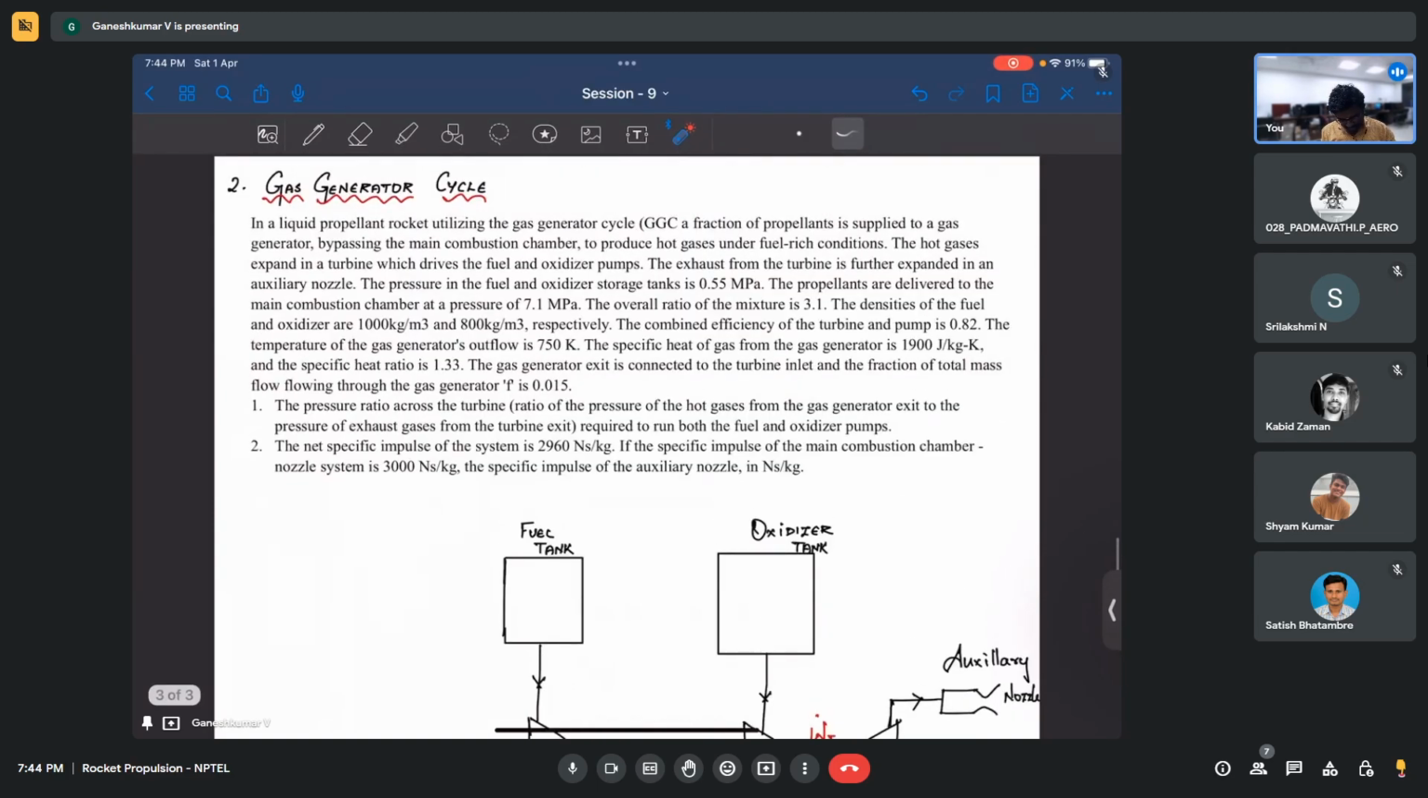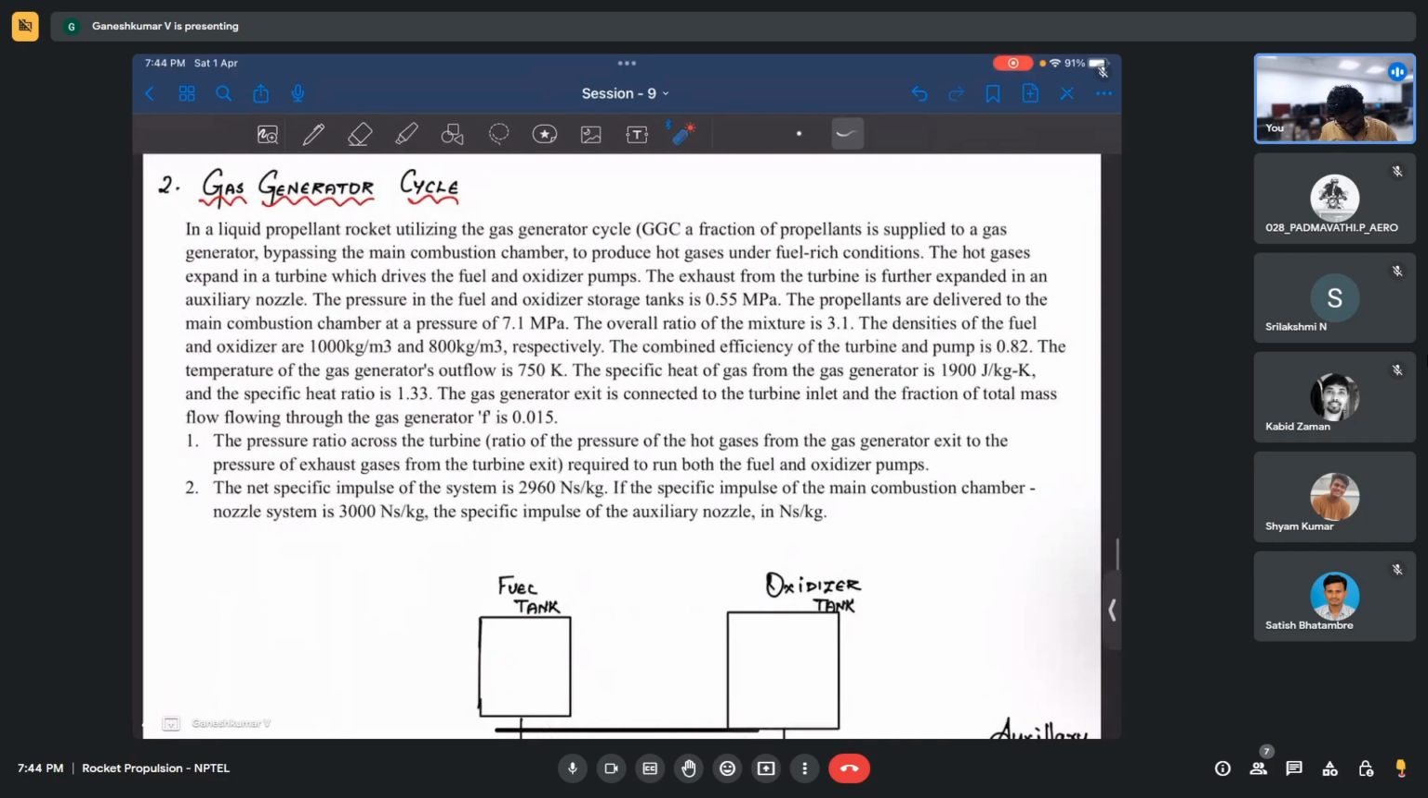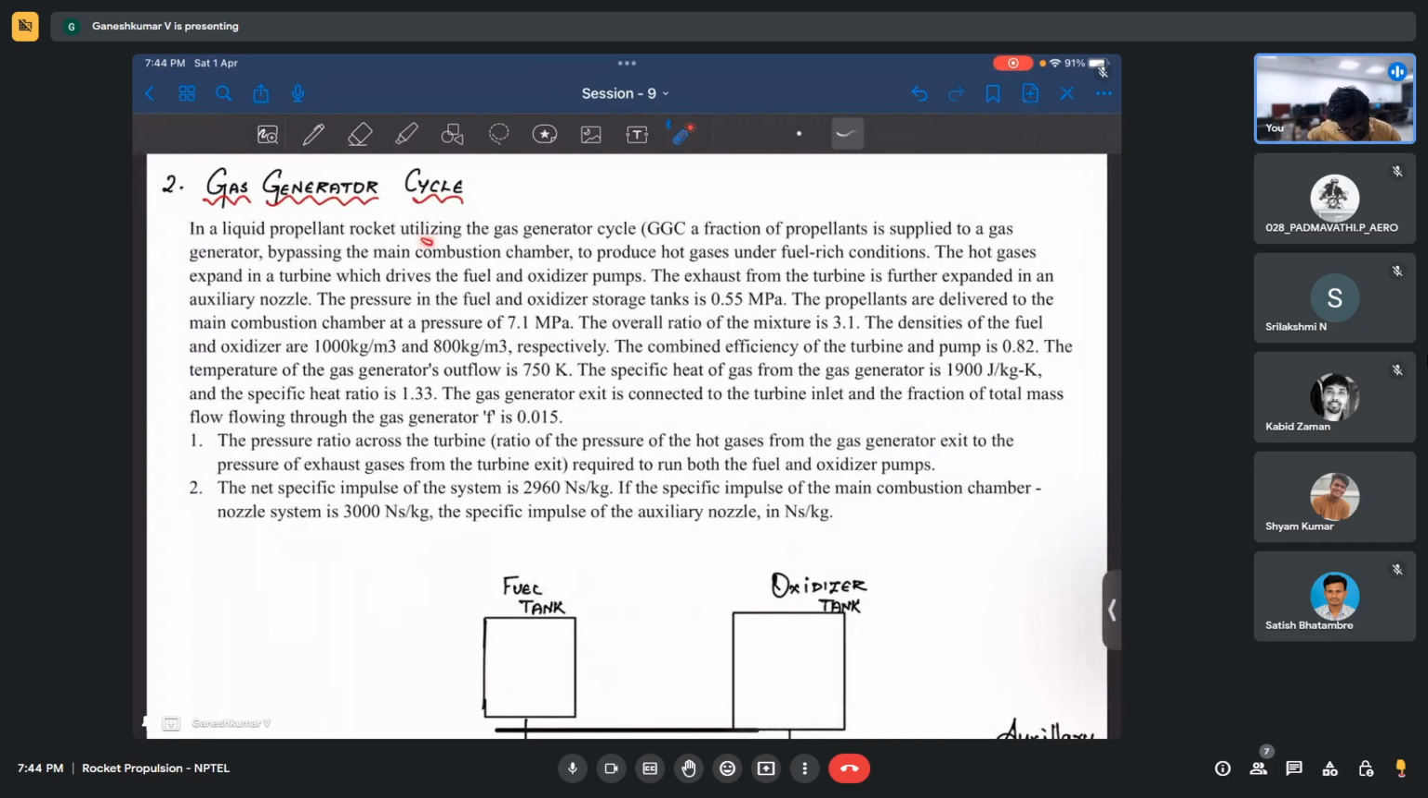Let's see what the question says. In a liquid propellant rocket utilizing gas generator cycle, the bypass from the main combustion chamber produces hot gases under fuel rich conditions. So there it is a fuel rich condition inside the gas generator. The hot gases expand in the turbine, which drives the fuel and oxidizer pump. The exhaust from the turbine is further expanded in the auxiliary nozzle. So it's just explaining what the gas generator cycle is.